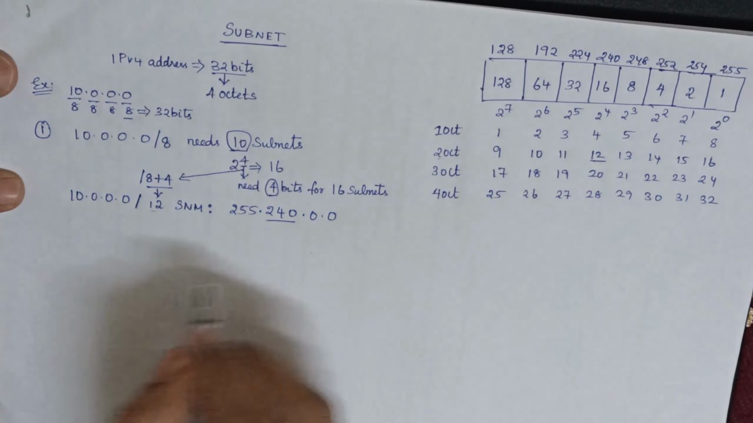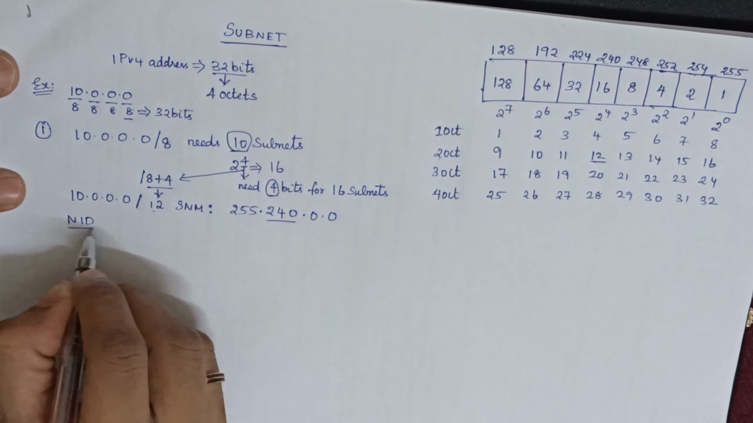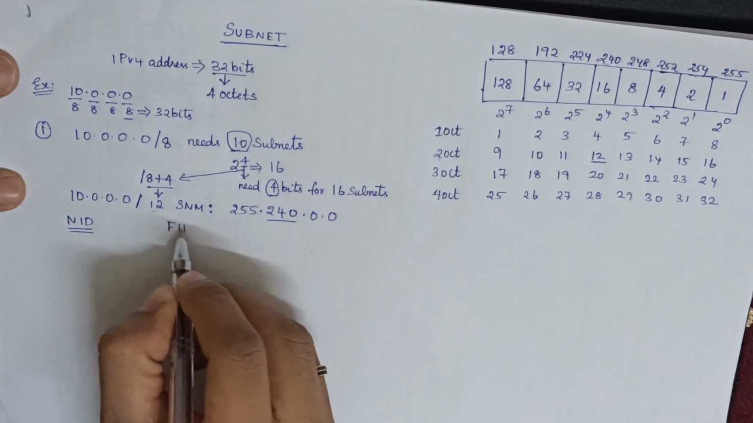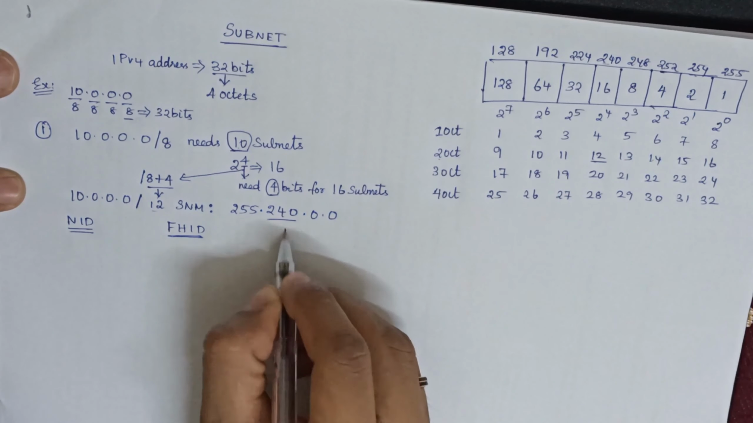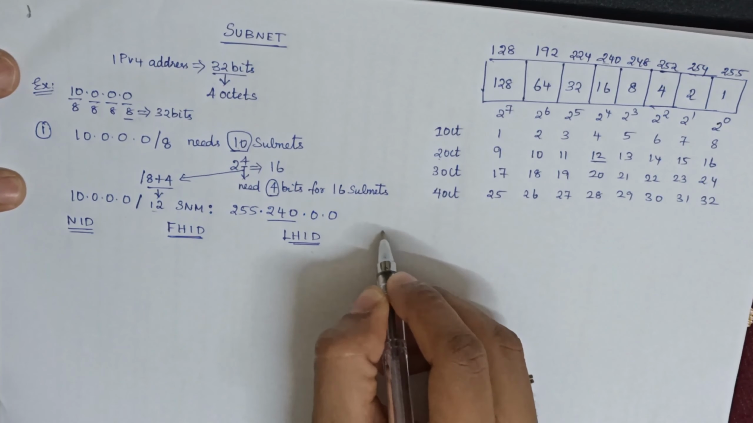Clear? Now we have to compute the network ID, first host ID, which is the IP address, and last host IP address or ID, and broadcast ID. So these four parameters we need to compute. So for the first network 10.0.0.0/12, the first host IP address, obviously, is going to be 10.0.0.1. The last host, we have to find out the next network ID. Then only we can find out the last host of that network.